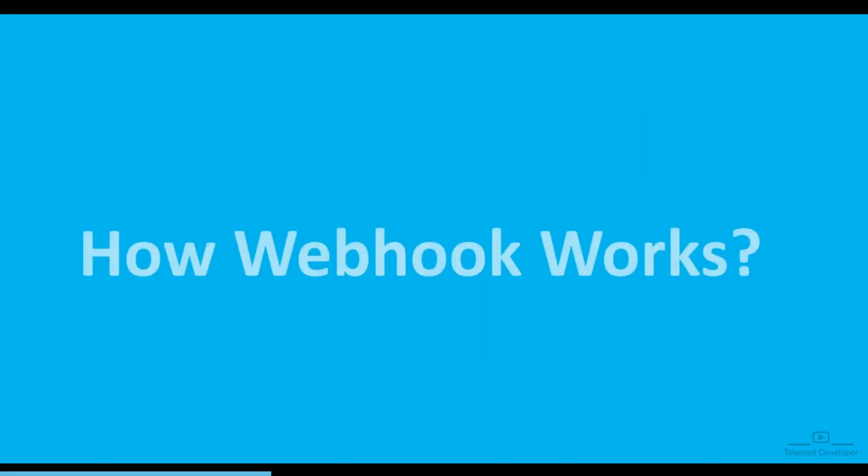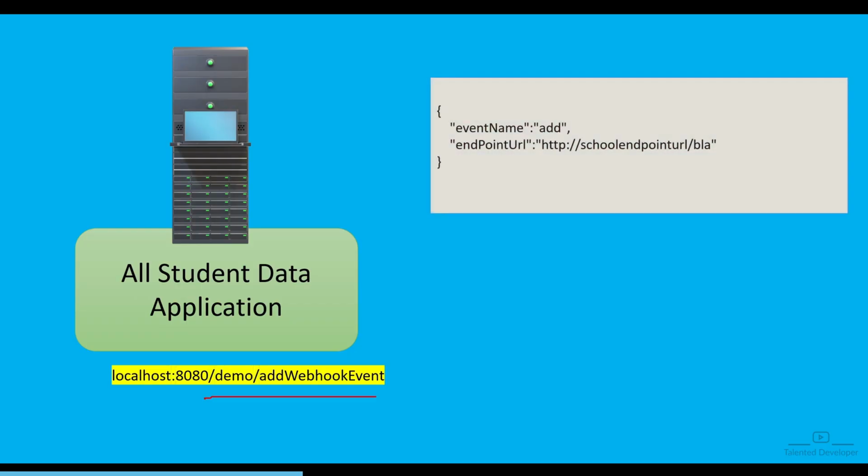So here a webhook is going to play an important role. Now let's understand how a webhook works and how it can solve this problem. What will happen now? The all student data application will implement a new API, demo add webhook event. Using this, schools need to provide some data, in the sense that some event name needs to be provided. So the all student data application will say to all the schools: if you want the data whenever any student is added, just give me your endpoint URL where I can send all the student data to you, and send me the event name as add.